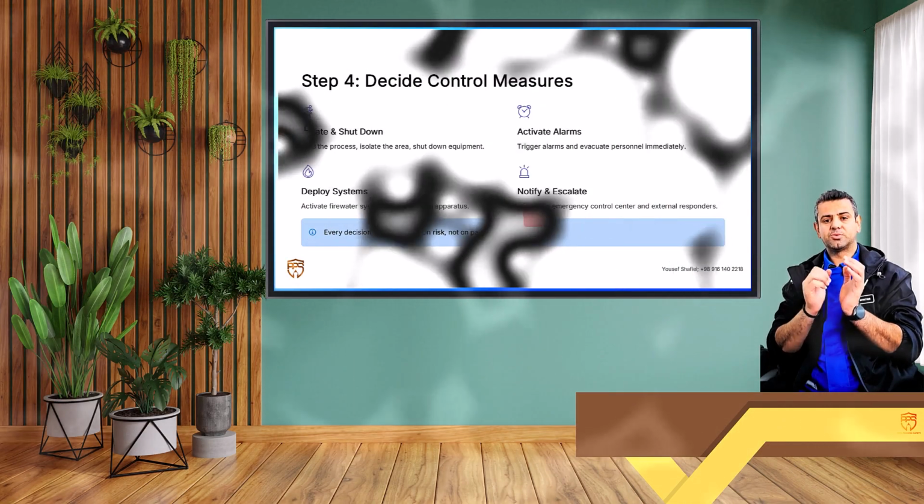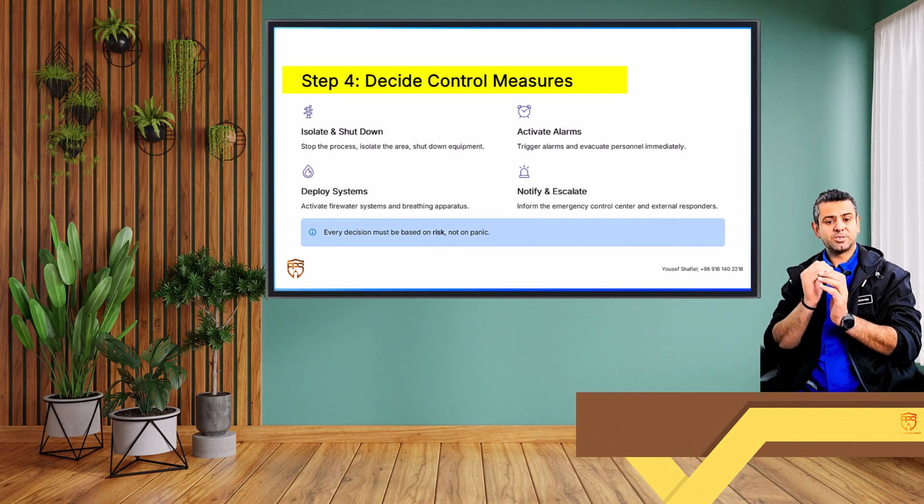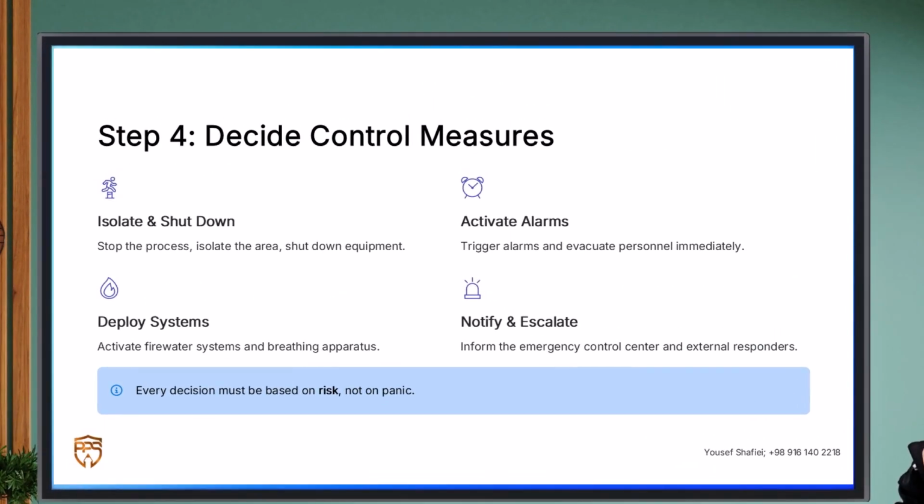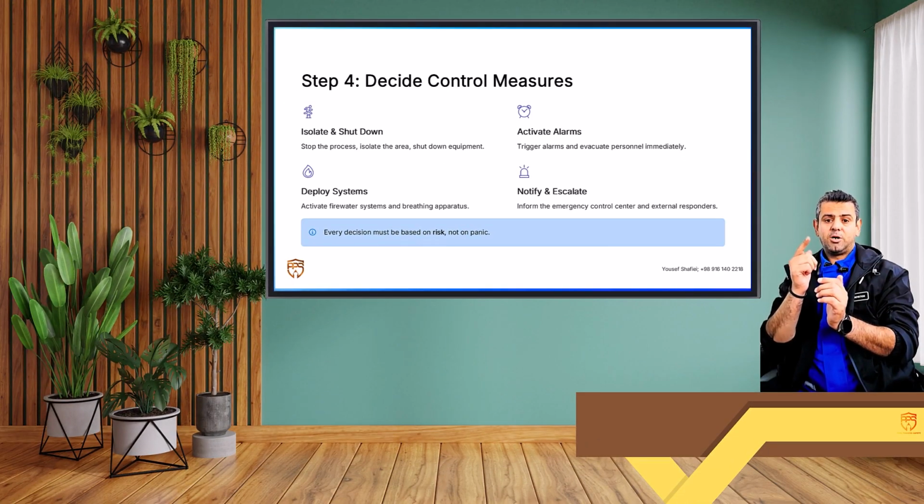The fourth step is to decide the control measure. This is where the emergency response plan becomes active. We may need to isolate the area, stop the process, shut down equipment, activate alarms, evacuate personnel, deploy the fire water system, use breathing apparatus, inform the emergency control center, or call external responders. The decision must always be based on risk, not panic.